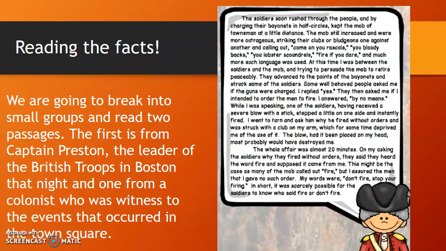All right, so I am going to go ahead and hand out two readings. I want you to join in groups of two. You already know who your partners are for the class. You're going to read both passages. The first is from Captain Preston, who is the leader of the British troops in Boston the night of the massacre, and one from a colonist who was a witness to the events that occurred in the town square that night. So I want you to go ahead and break into groups.